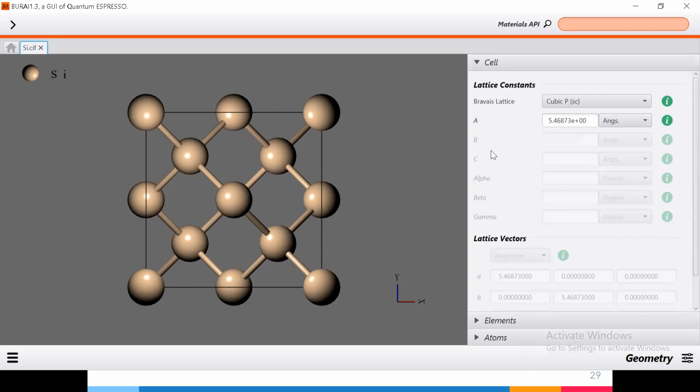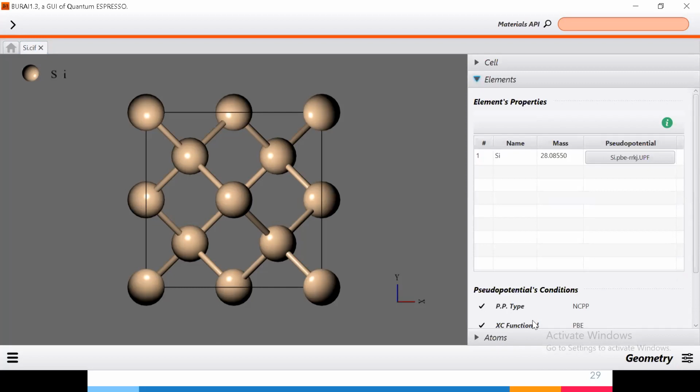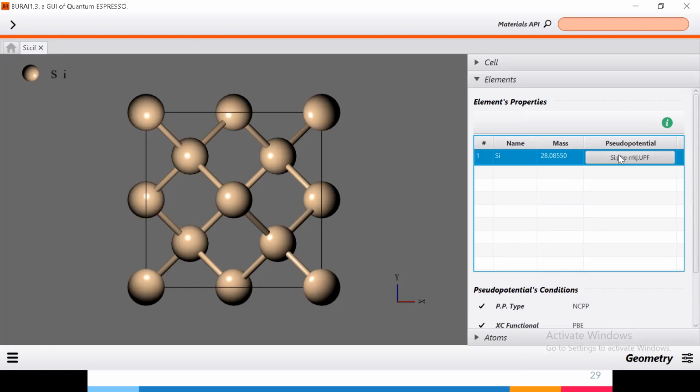Now, the first thing we want to do is select a pseudo potential file. Currently it has been selected for you. In this example, it gives you the silicon, it gives you the mass of the silicon and the pseudo potential file. If you click this, you have other pseudo potential files.